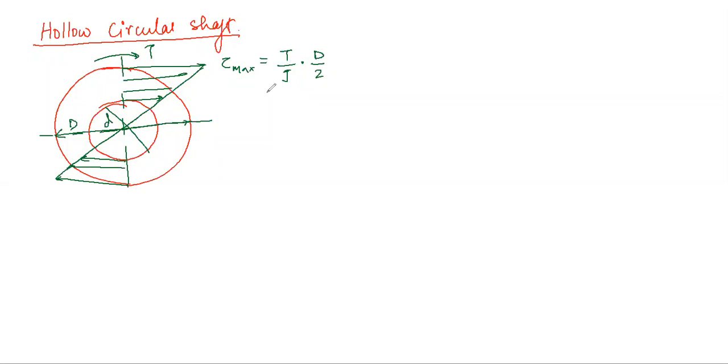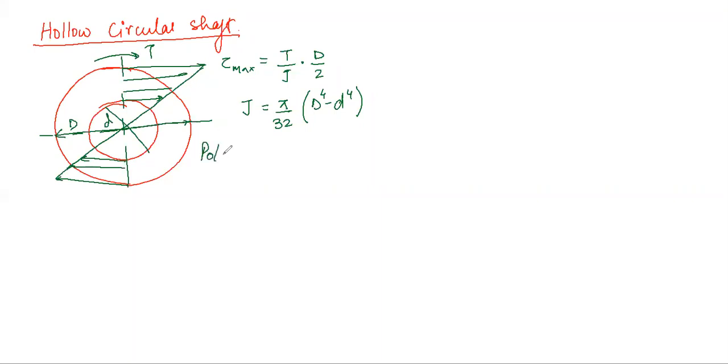Okay? So now in this case, what is the value of J? J means Ip, that is the polar moment of inertia, which can be defined as pi by 32 into D to the power 4 minus d to the power 4. So this is to be defined in the case of a hollow circular section, right? As we have already discussed, what is the polar section modulus, right? We have already defined polar section modulus. So let's define it in terms of the different shapes.